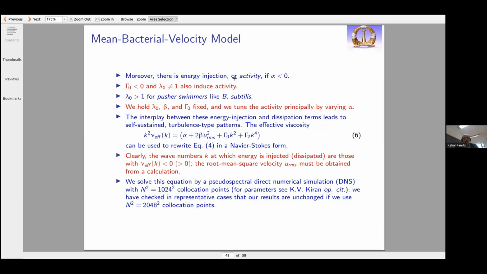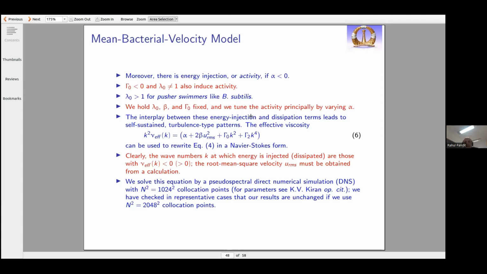So if in fact there is energy injection because of alpha, then it is often referred to as the activity parameter, then it has to be negative. But note that there are other sources of activity. If gamma naught is less than 0 and lambda naught is not 1, that they induce activity also. Lambda naught is greater than 1 is used for pusher swimmers like B subtilis. We hold these fixed and we tune the activity principally by varying this parameter alpha.